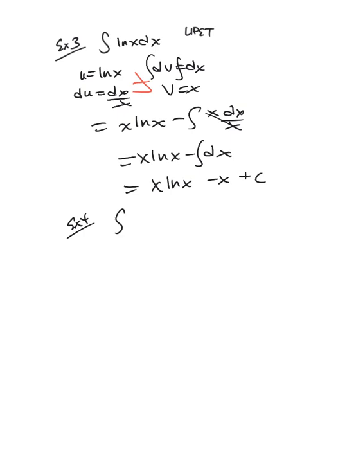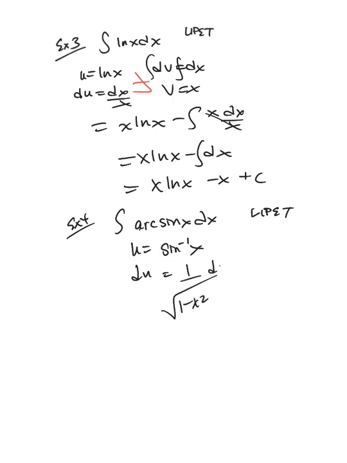Here we go. The integral of arc sine x dx. So LIPET, right? So I'm going to have u equal arc sine x. Yes, you can write it either way, guys. du, as you know, is 1 over the square root of 1 minus x squared dx. So now dv is equal to dx. So v, when you integrate this, is just x. Okay, lucky number 7.